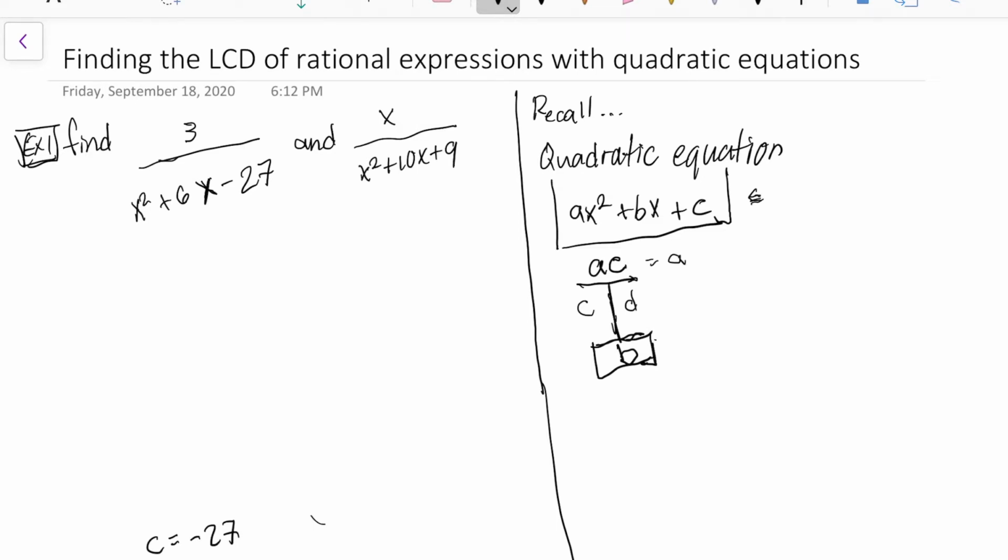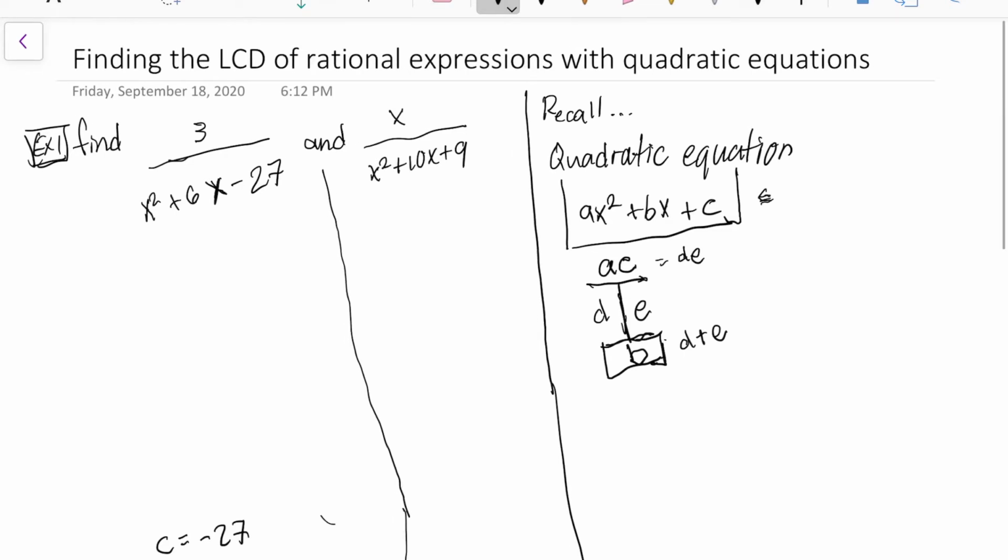Oh no, there's already a C there. We're going to name them D and E. So if we multiply D and E, it should equal A times C. And if we add D plus E, it should equal B. Okay, got it? So let's now draw a line.